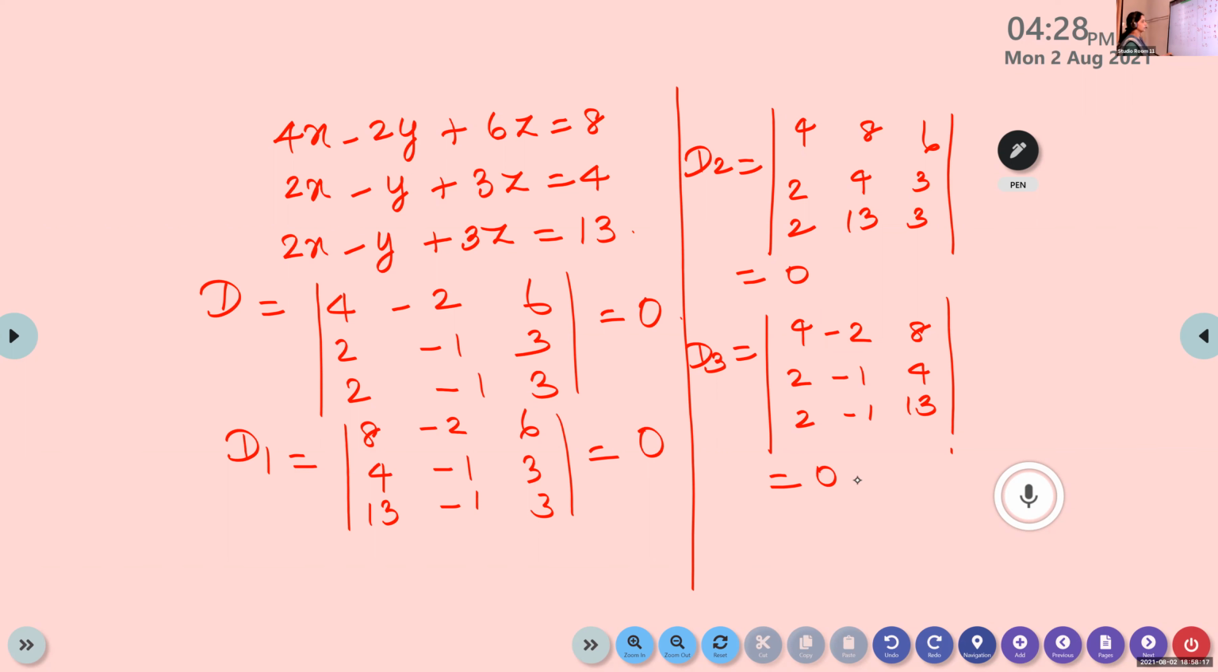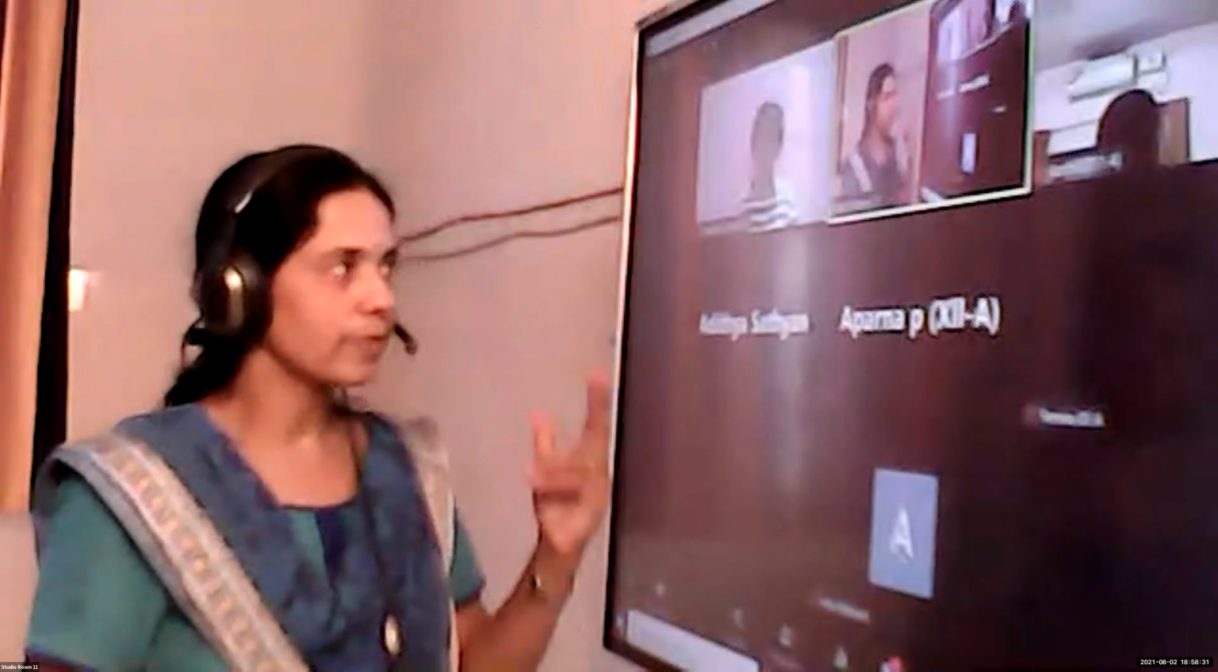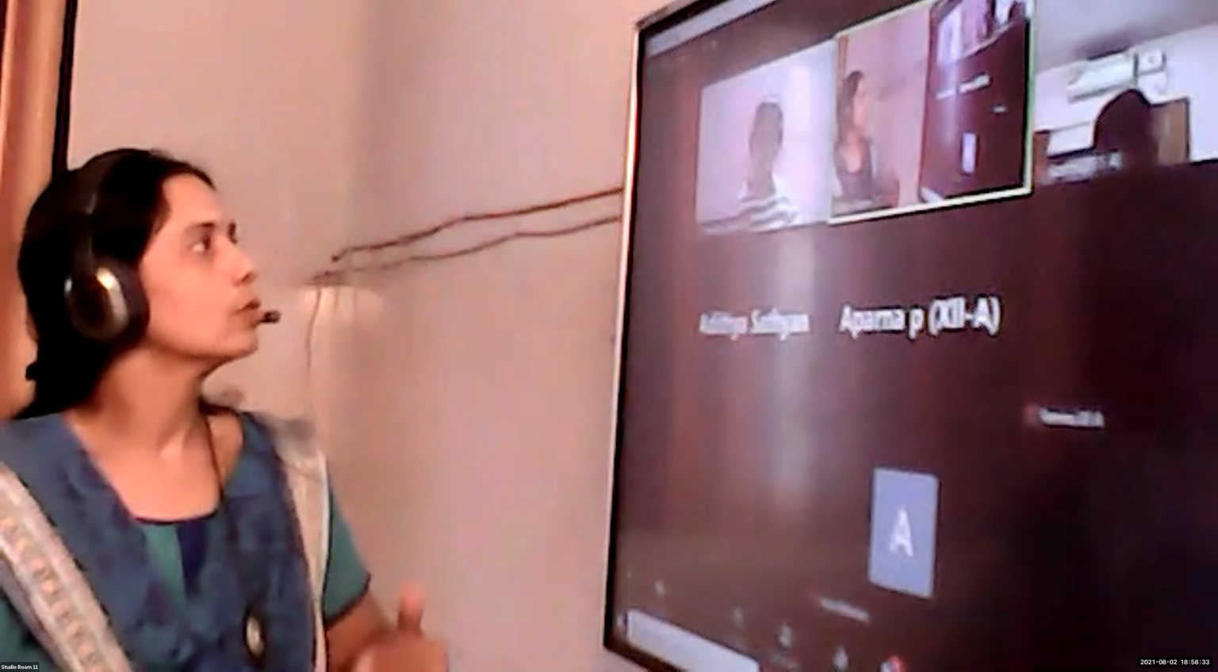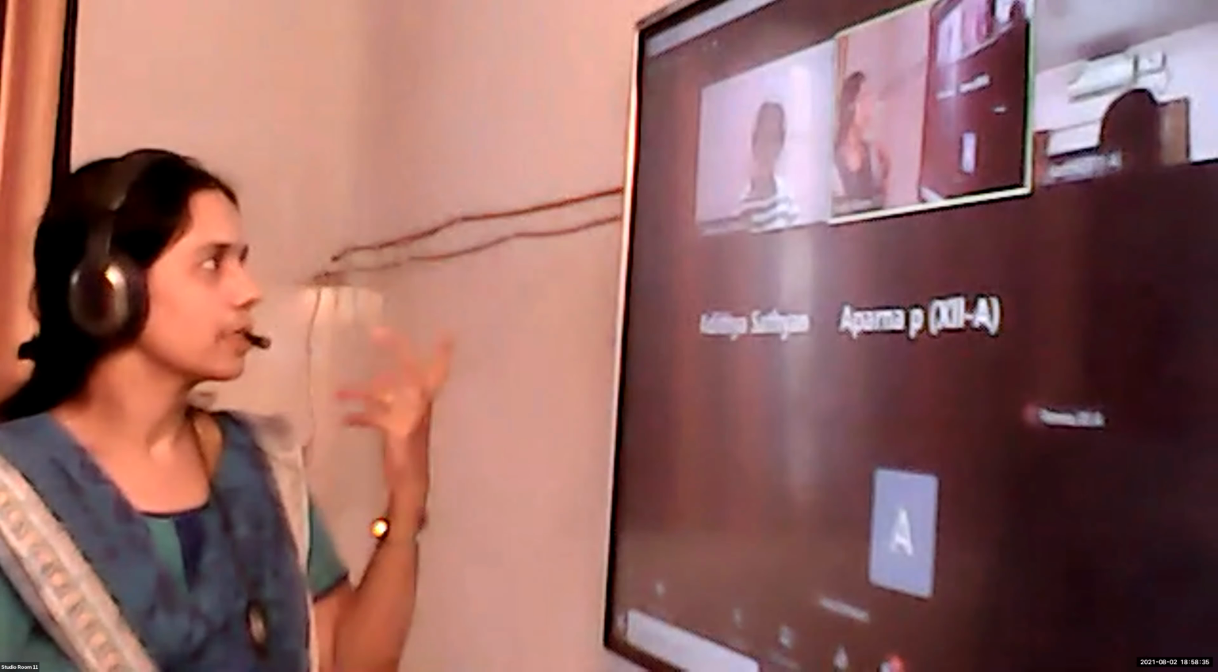Now, if it is 0, then what you can do? You proceed with the next method. What is the next step? You take one of the constants to other side, and then you consider that as an equation in two variables and try to solve it. Find it in terms of z.